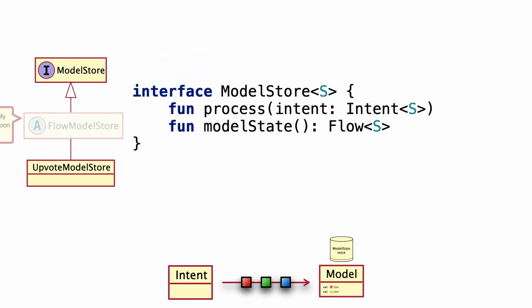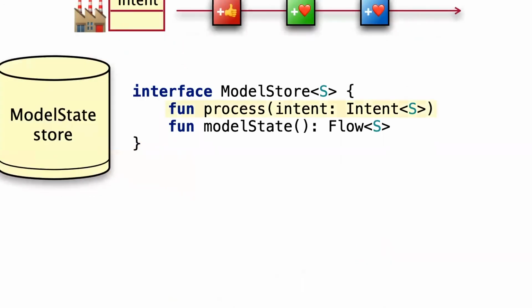On the input side, model stores receive intents and process them, very similar to the mapping we've just done with the intent factory layer. Model stores are also going to play another important role. On the output side, they expose a flow of model states. We're going to first focus on the process input function.